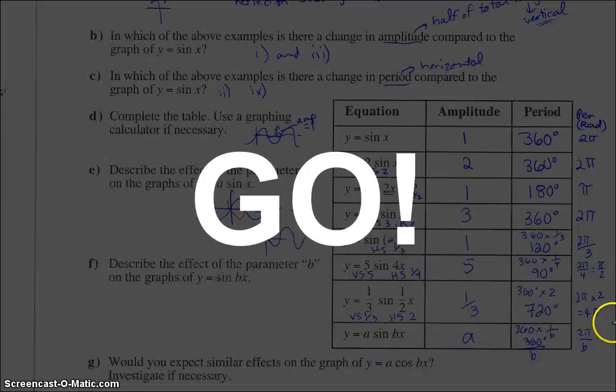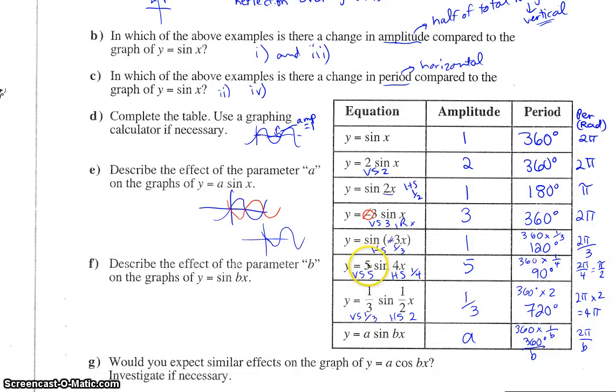Let's do this. The next one, vertical stretch by 5, would basically take the amplitude times 5. Horizontal stretch by 1/4, flip that to 4, we'd go 360 times 1/4, which would give us 90. And for radians, pi over 2. Next one, we should have 1/3 and 720, or 4 pi in radians.